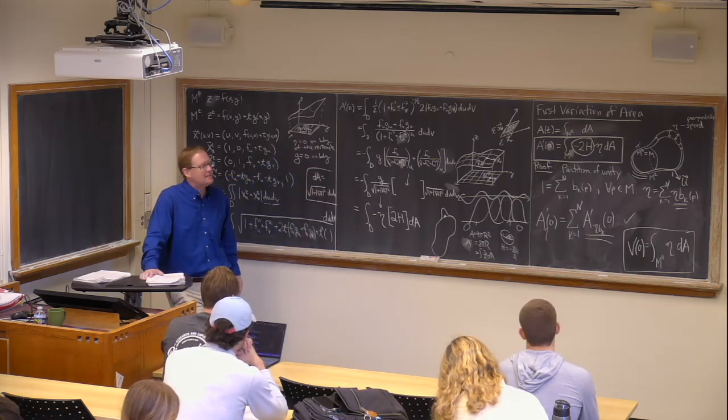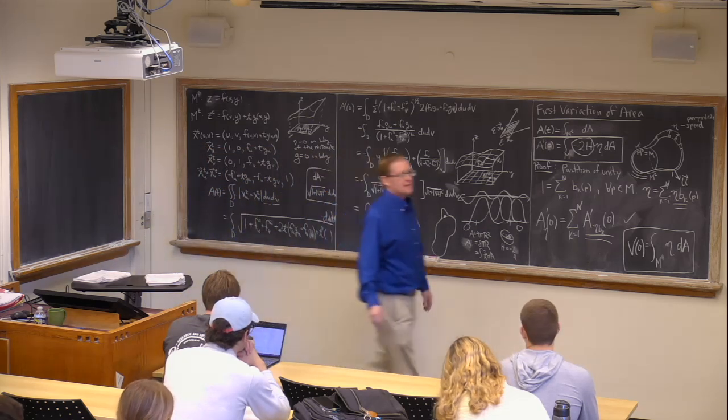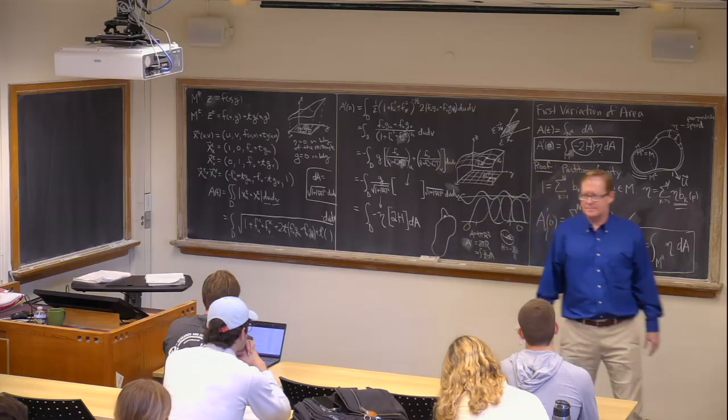We're not going to do it in this class. But just take the complexity here and multiply by 5 or something, then you got your second variation of area formula. Okay?